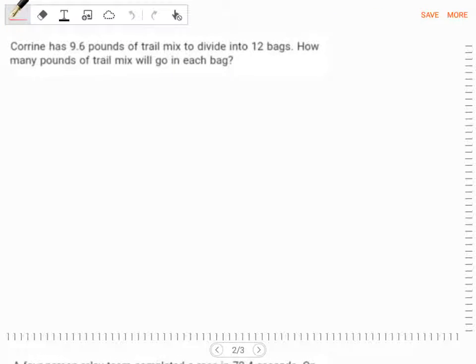It says Coraline has 9.6 pounds of trail mix to divide into 12 bags. How many pounds of trail mix will go into each bag? So to figure that out, we want to figure out how much is going to be in each bag, so we're going to divide 9.6 by 12. So we're going to say 12 goes into 9.6. 12 is not going to fit inside of 9. Doesn't fit in there. 12 does fit into 96. Let's think about it for a second. It's going to fit into there 8 times because 8 times 12 does give you 96.